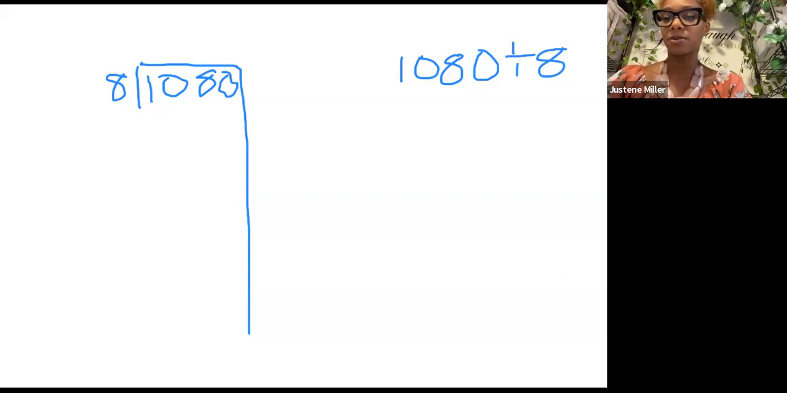All right, so what's the next step? What do I need to do if I'm not really good with my multiples of 8? Yeah, set up your fact chart. So let's set that up. We're going to do multiples of 8, friendly numbers.